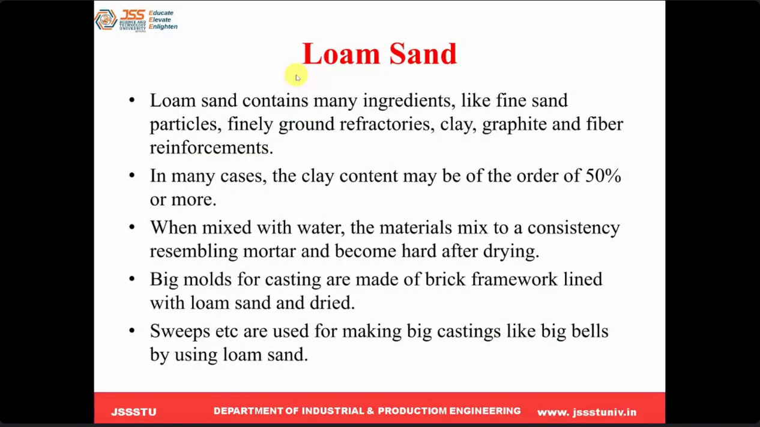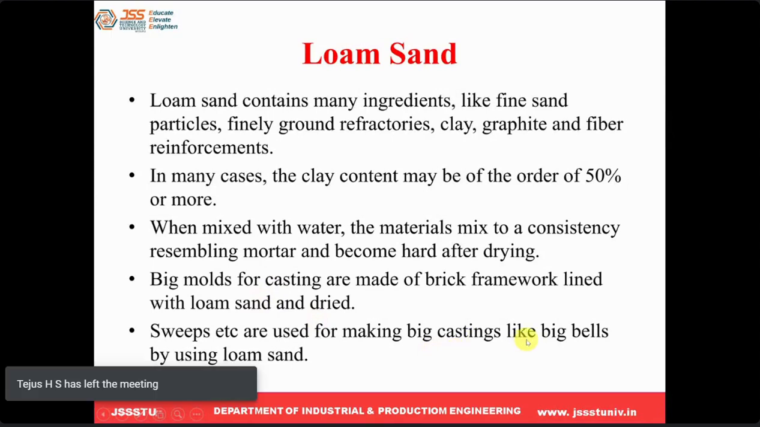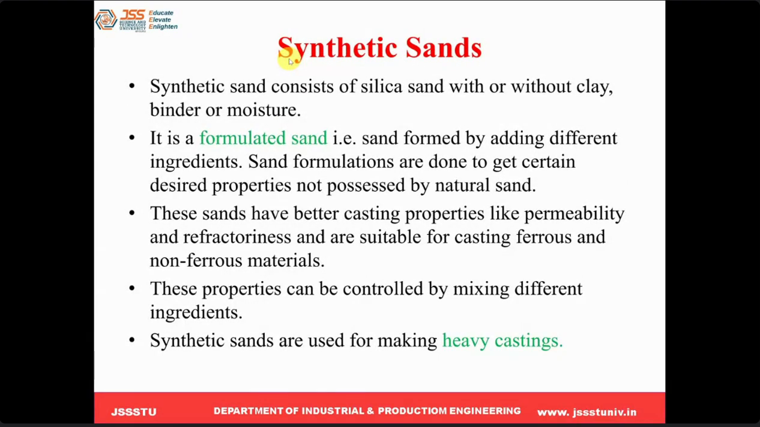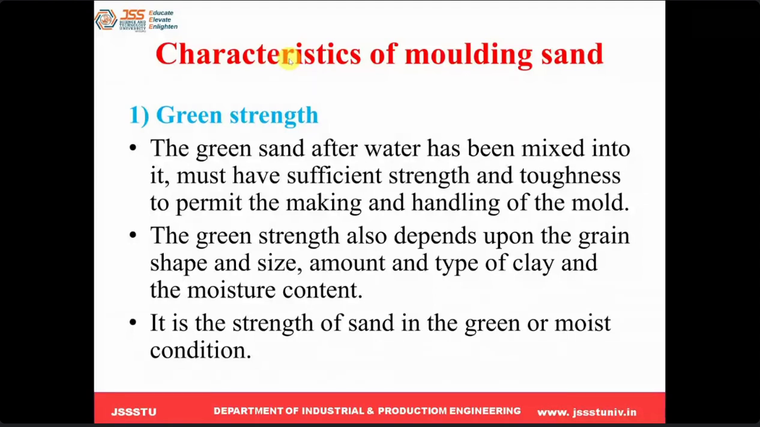Loam sand contains many ingredients like fine sand particles and finely ground refractories like clay, graphite, and fiber. Basically, this is useful for castings like big bells. They use this loam sand. But out of these, we just use the synthetic sand. It's also called silica sand. So what are the characteristics of this sand?